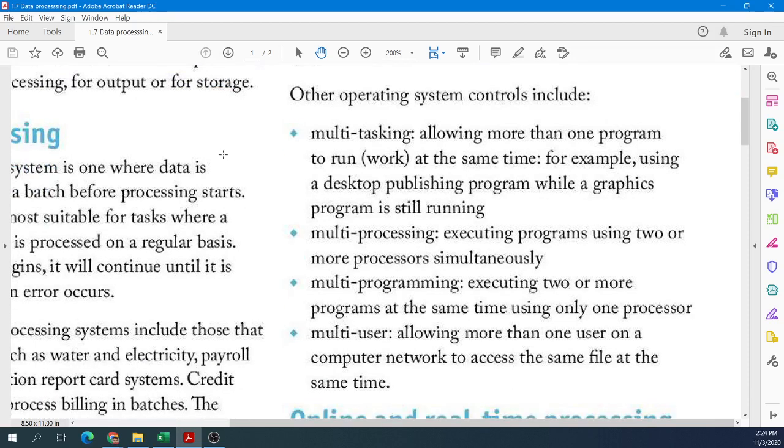Other operating system controls include multitasking, allowing more than one program to run or work at the same time, for example, using a desktop publishing program while a graphics program is still running. Multiprocessing, executing programs using two or more processors simultaneously. Multiprogramming, executing two or more programs at the same time using only one processor. Multi-user, allowing more than one user on a computer network to access the same file at the same time.